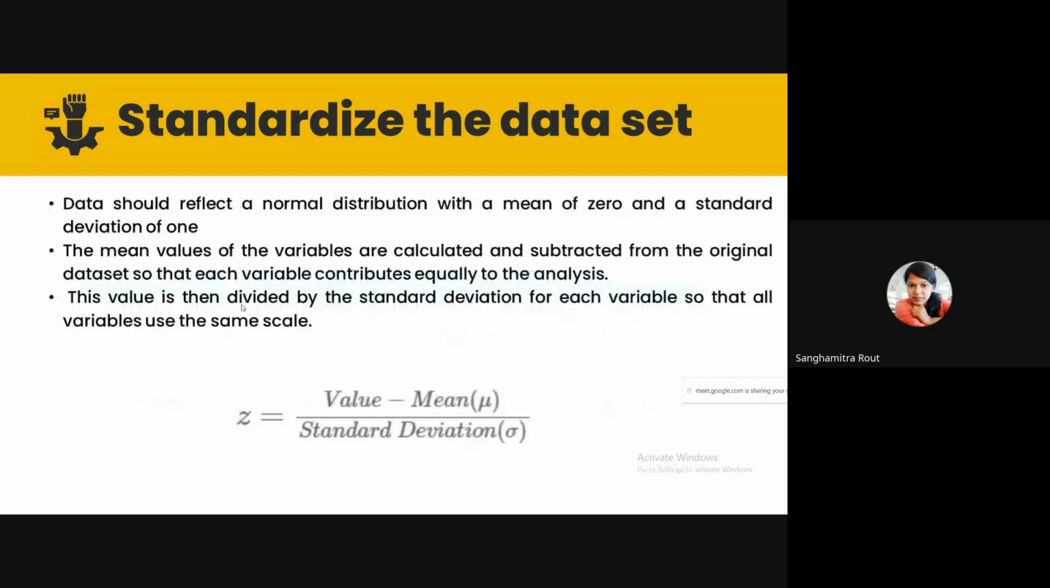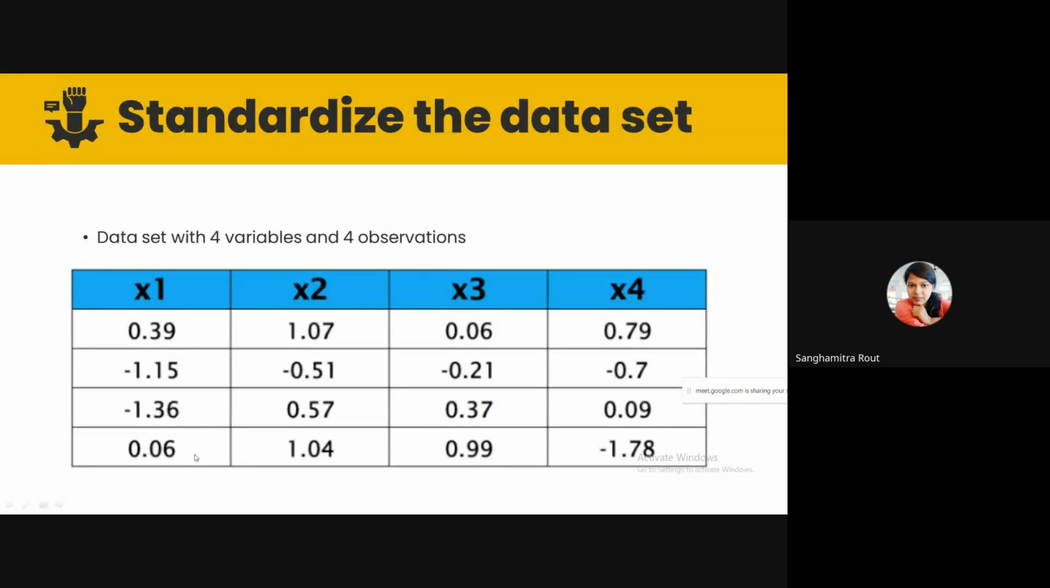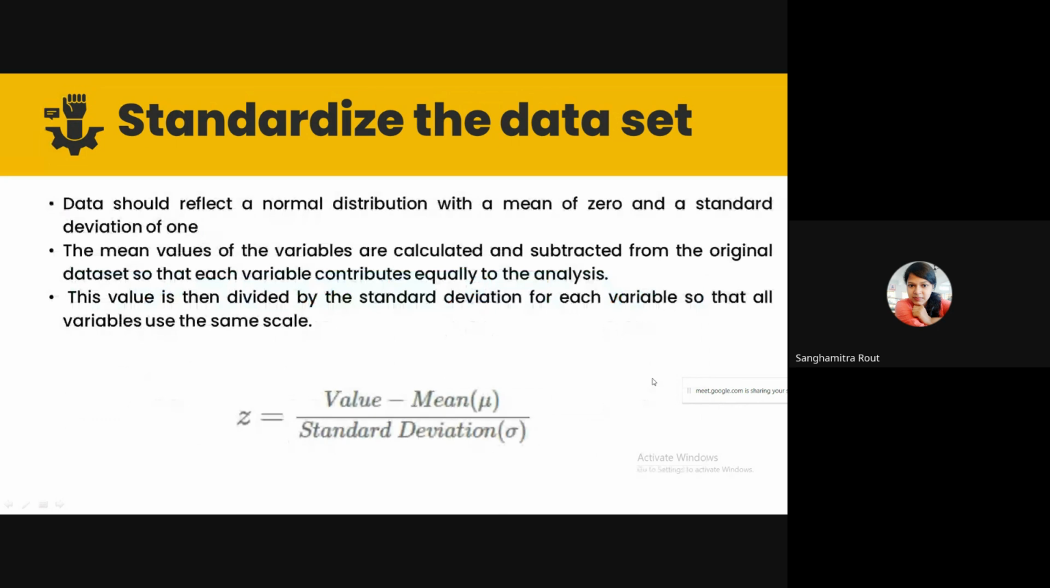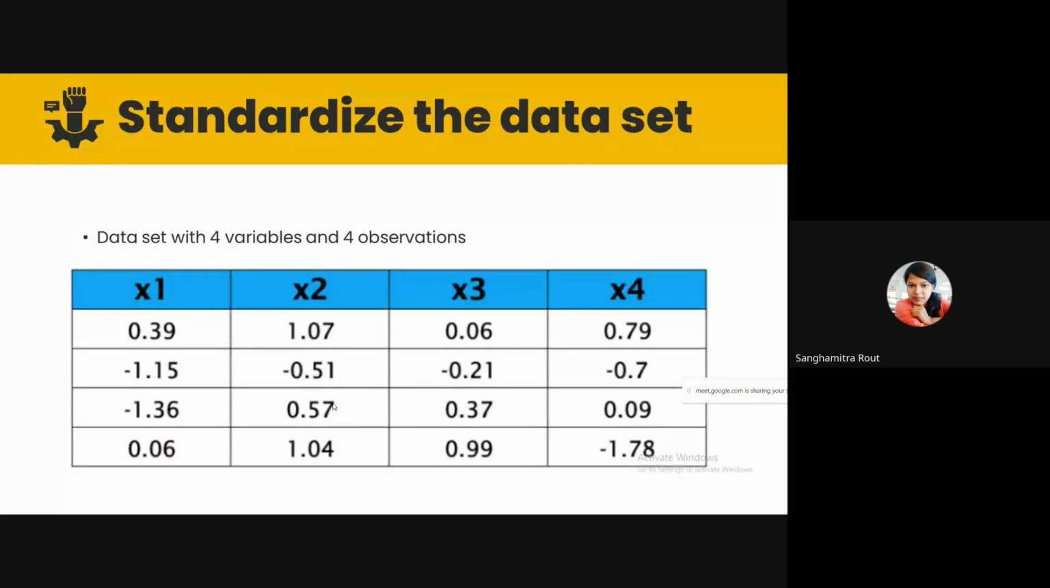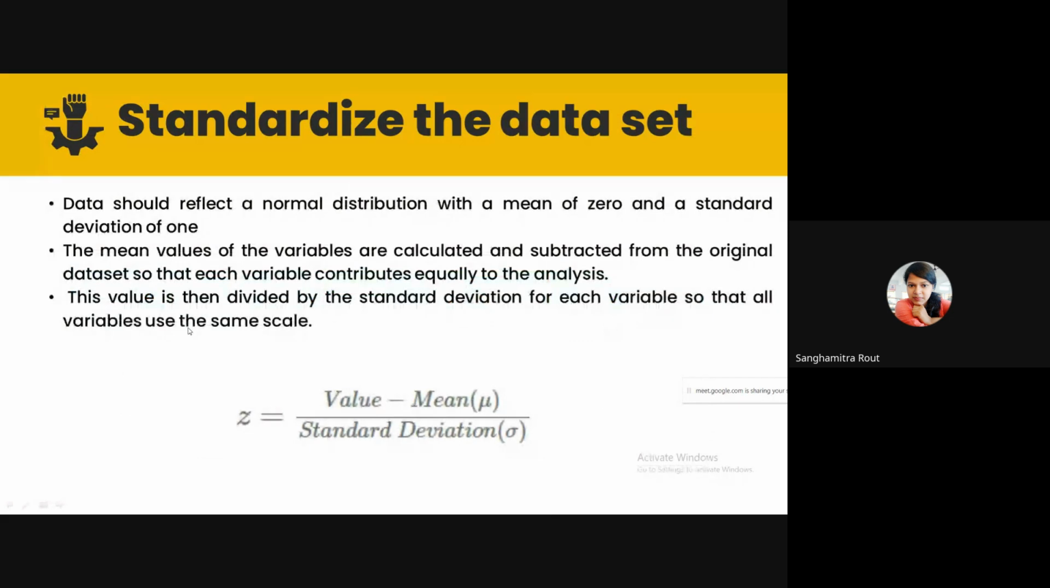And to do that, we have a basic formula, as written here. Z, the symbol for standardization, equals value minus mean, divided by standard deviation. So the first thing you have to do is calculate the mean of this particular data set, like x1, x2, x3, x4; you will calculate the mean for them. After that, you have to calculate the standard deviations for the data set. And finally, you put in the values. Like 0.39 minus whatever the mean is, divided by the standard deviation.